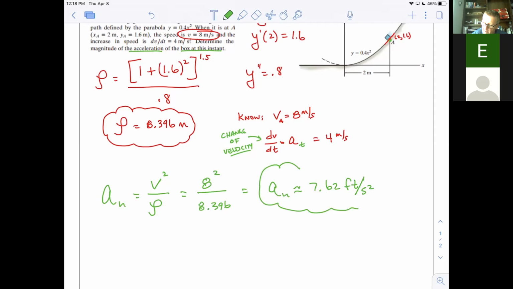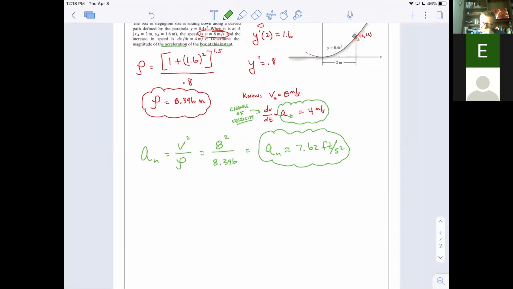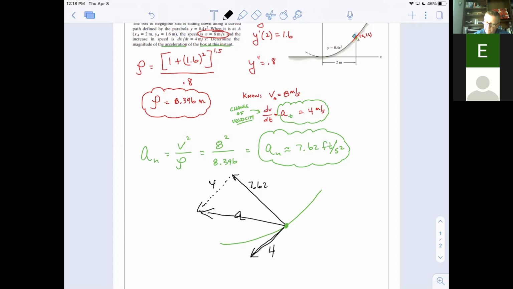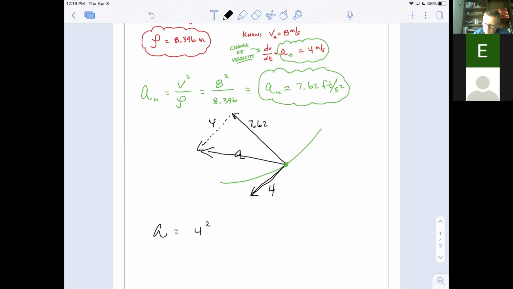And so I have that normal acceleration, and I have the given tangential acceleration. So with respect to this picture then, because I'm sort of right here, if you will, I have my tangential acceleration of 4, and I have my normal acceleration that's almost double that of 7.62. And they want the actual acceleration. Does that make sense? So do you see that as a Pythagorean theorem question? That's what they want. So A is 4 squared plus 7.62 squared square rooted, which works out to be about 8.6.